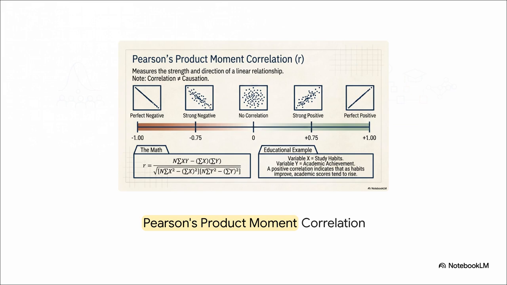All right, let's cross over into Hemisphere B, where we shift our focus to finding connections. Pearson's product moment correlation, or just r, measures the strength and direction of a linear relationship on a precise scale from -1 to +1. So if X is study habits and Y is academic achievement, a positive correlation just means that as habits improve, scores tend to rise. But always remember the cardinal rule here: correlation does not equal causation.